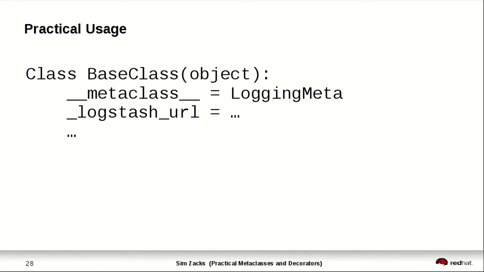How do we integrate this into our library? Well, this is a minimally invasive method of doing this. All you have to do after you have the metaclass is go into your base class, change the metaclass over here by setting it to LoggingMeta, and then setting any of the _logstash attributes that you want, and suddenly every single function and class method in your 50 class library has logging attached to it.